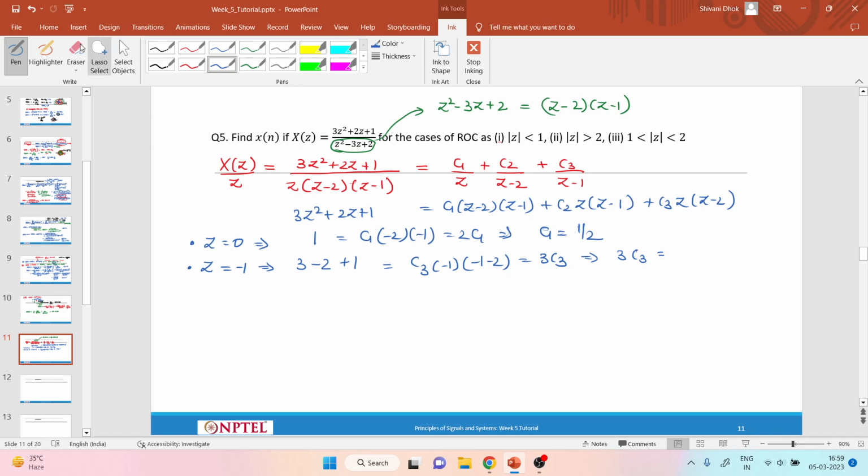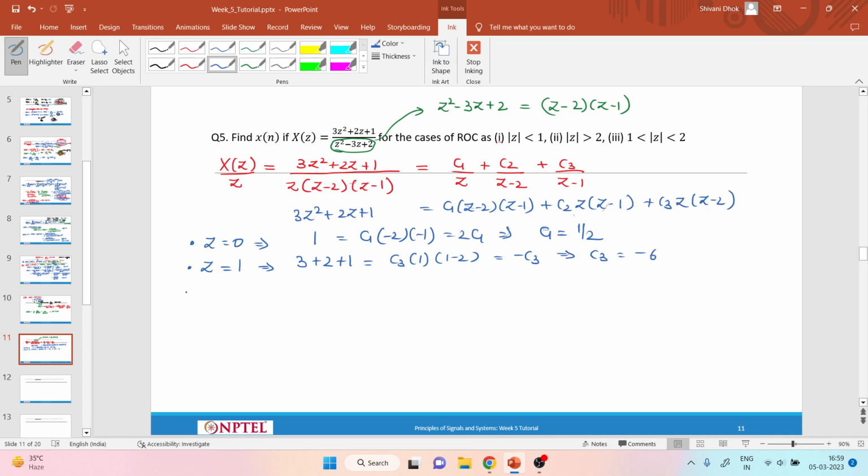I'm sorry, my z is equal to 1. I need to cancel out this factor here. I make all the terms that have the z minus 1 go to 0. So let's say z equal to 1. Then the LHS is simply 3 plus 2 plus 1. The first term goes to 0, the second term also goes to 0, and the third term is simply c3 into 1 into (1 minus 2). So this comes out to be minus c3, which means that c3 is equal to minus 6.